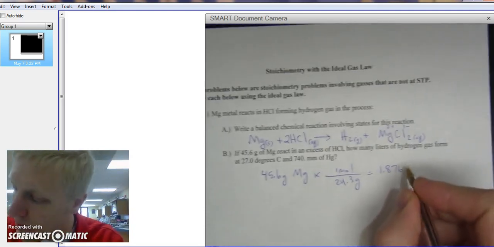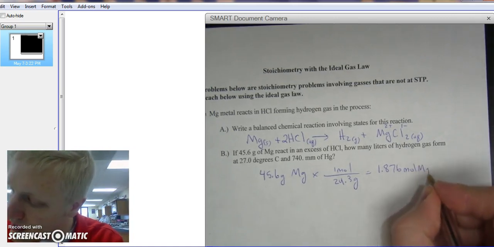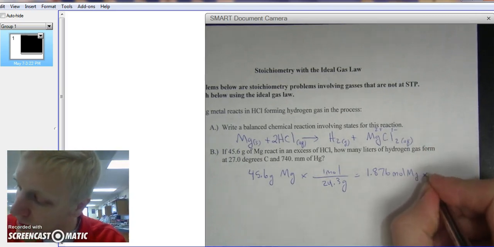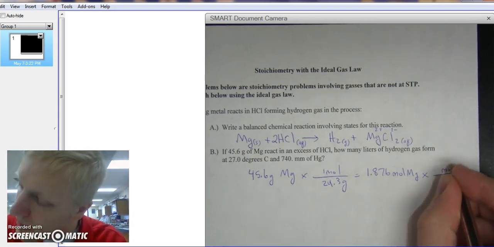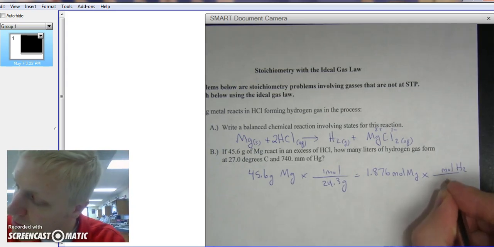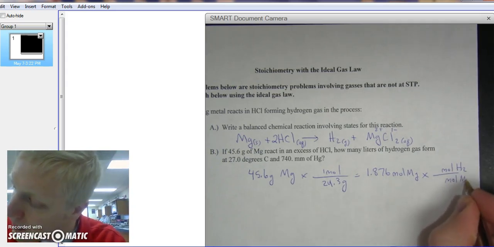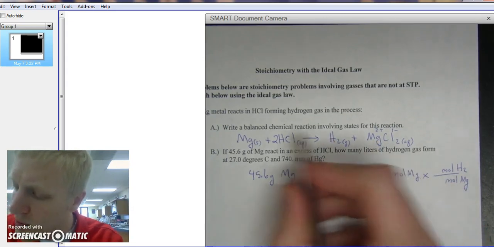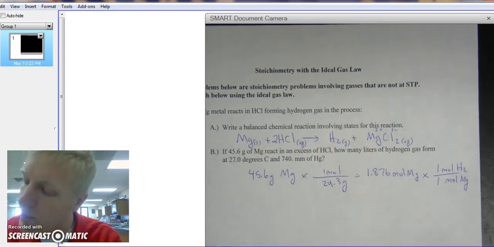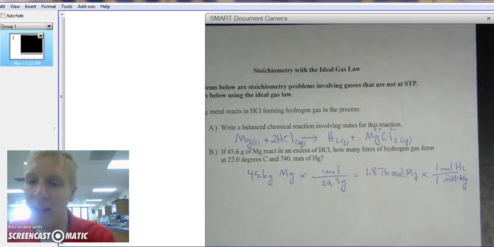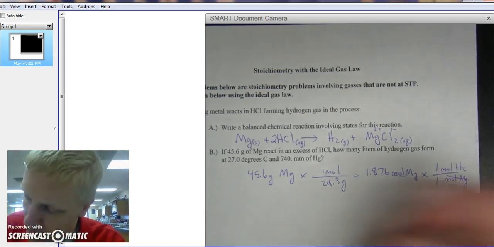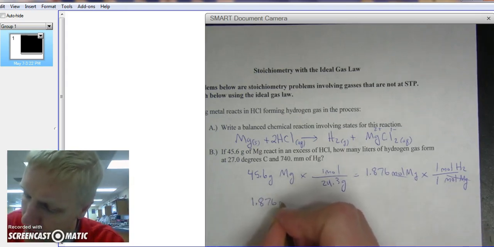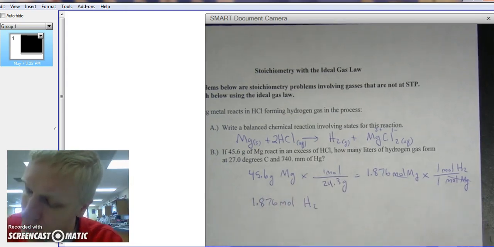1.876, we're talking about moles of Mg, but we don't want moles, we want hydrogen gas, H2. So I'm going to do step 4, multiply it by a mole ratio of H2, what I want, over Mg, what I'm getting rid of. Where do I get my numbers from? 1 mole of H2 over 1 mole of Mg. It's a 1-to-1 mole ratio. Moles of Mg cancel out. Times it by 1, it's the same number, but the unit is different. Moles of H2.